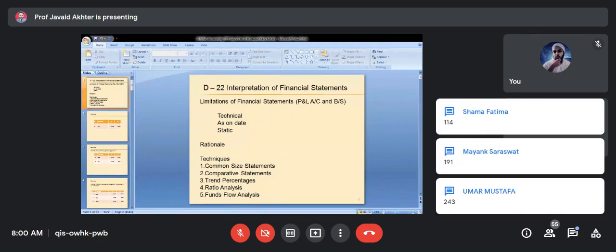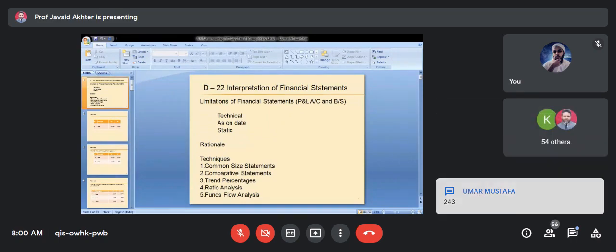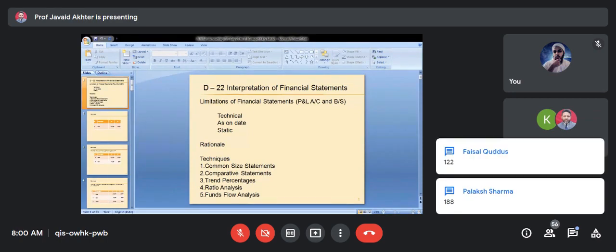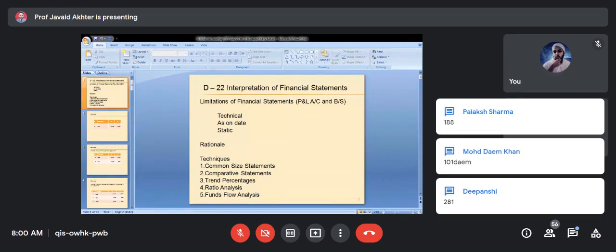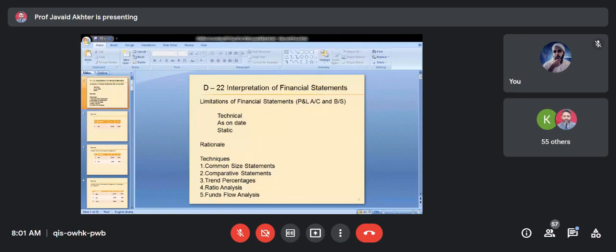So we have to discuss the financial statements. Good. We have to discuss financial statement analysis. Now that we have completed our discussion on preparation of financial statements, we will now be interpreting those financial statements. Whatever we have compiled, we will see about the financial health of a company.